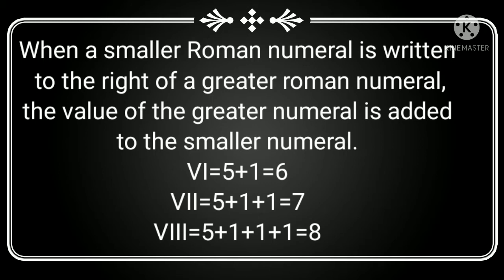When a smaller Roman numeral is written to the right of a greater Roman numeral, the value of the greater Roman numeral is added to the smaller numeral. It means for writing 6, we can write VI. V stands for 5 and I stands for 1, and as I is written on the right of V, 5 plus 1 is equal to 6. Same way we can write for 7 VII and for 8 VIII.